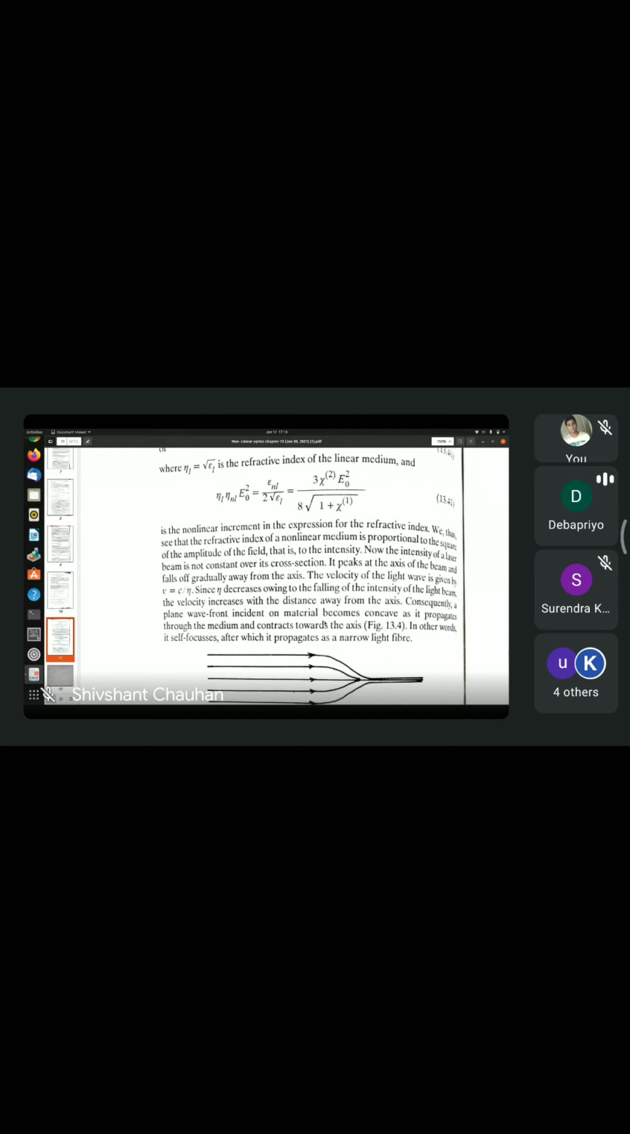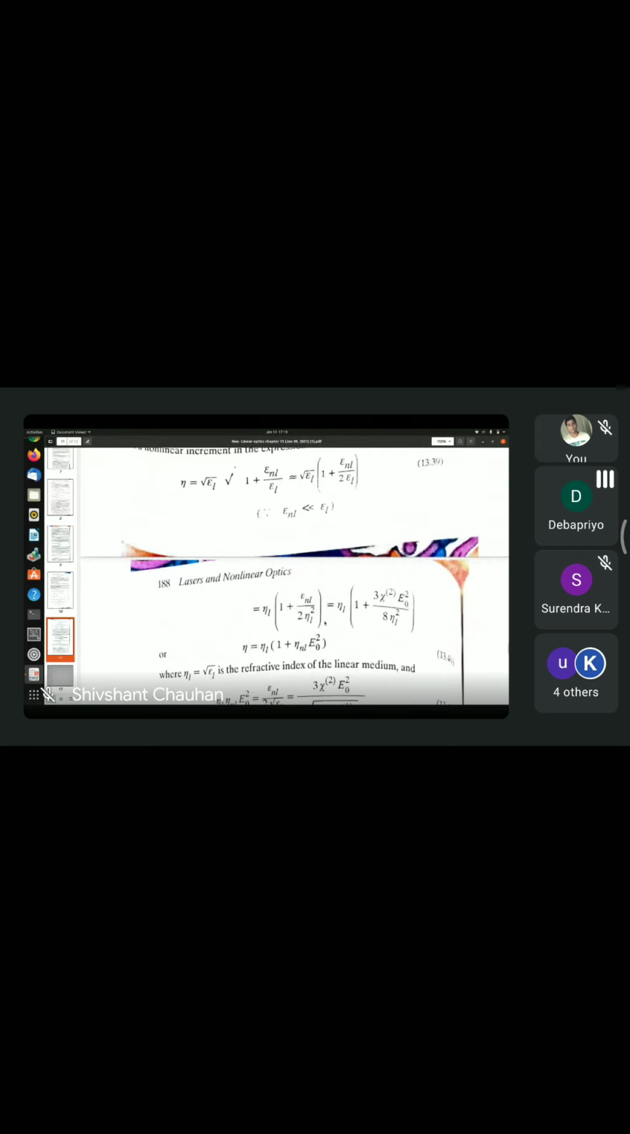So if you just go to the upper portion of this page, more, yeah, here, stop. You have this expression eta equal to eta L into 1 plus eta NL E0 square. So because 1 is dimensionless, eta NL into E0 square is also a dimensionless quantity. This is the thing that I wanted to point out. So now if you go back to the expression for L0, just lower it, expression for L0, just raise it slightly.